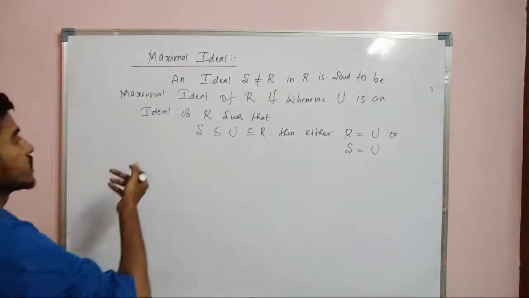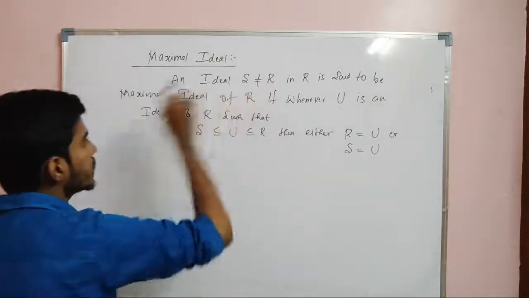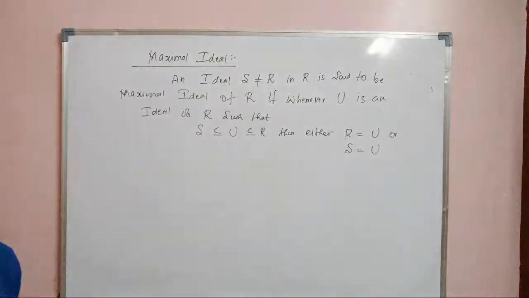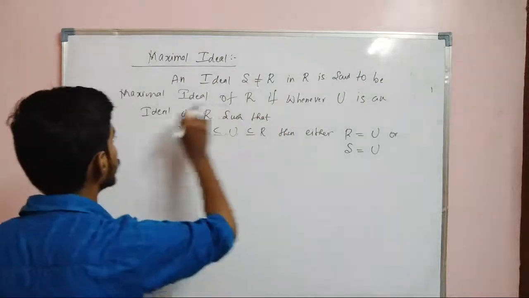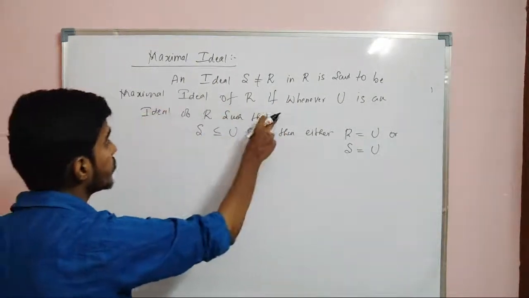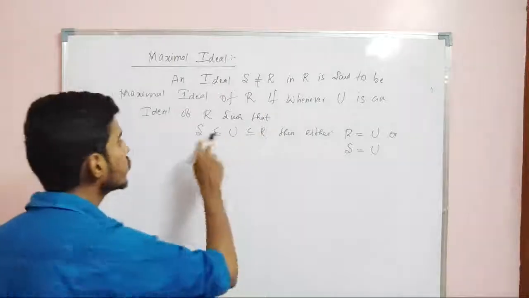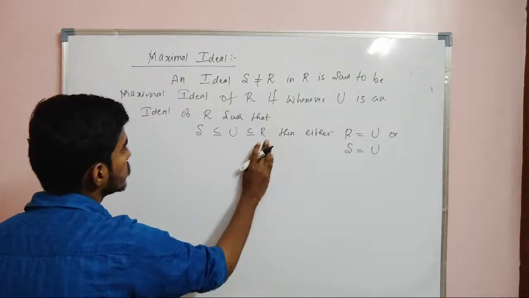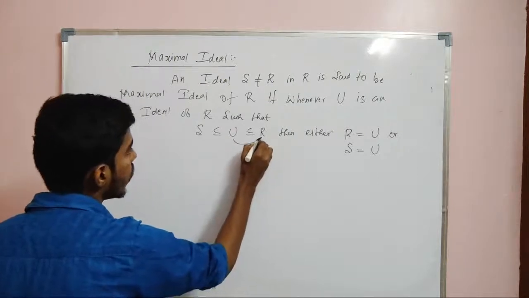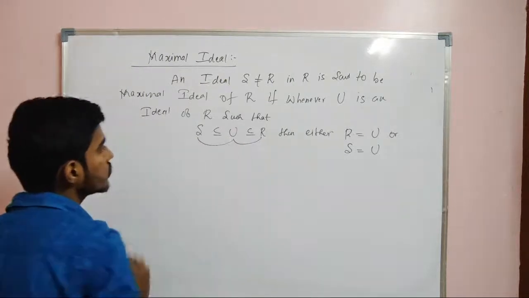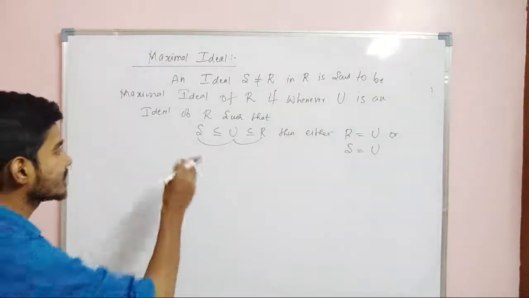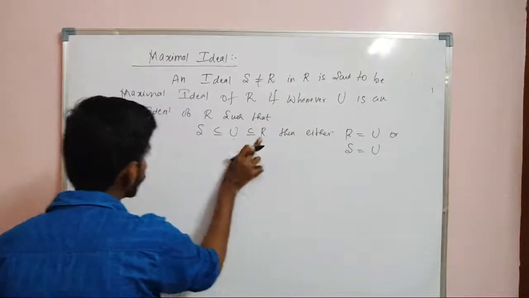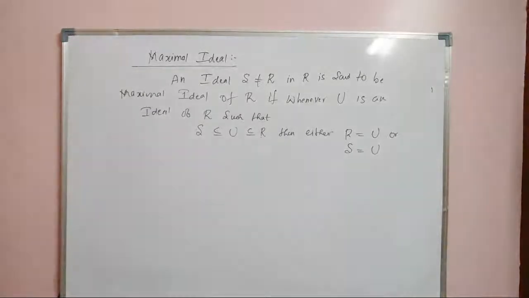So you just go through the representation carefully. We have an ideal, which means it is a left ideal as well as a right ideal, and it is a subgroup. An ideal S in R is said to be a maximal ideal if, whenever you find some other ideal U such that S is contained in U and U is contained in R, this implies U has to be equal to R or S has to be equal to U, right? That is, it is the maximal. So maximal means it is the largest, right? If these three conditions are satisfied, then we say that S is a maximal ideal.